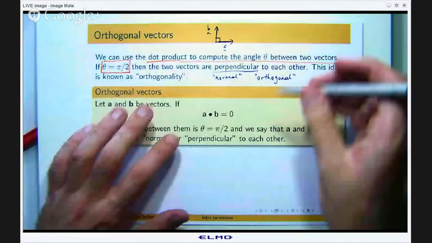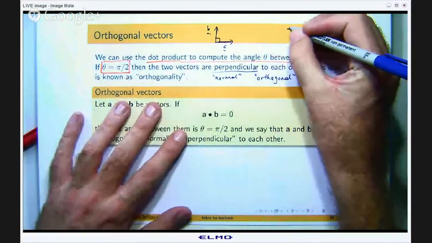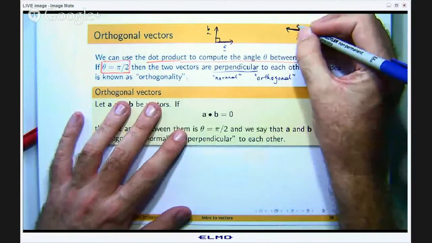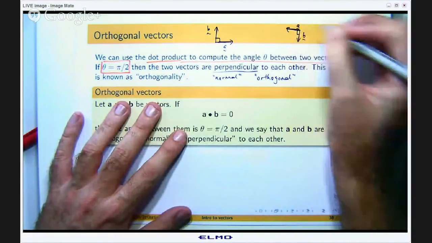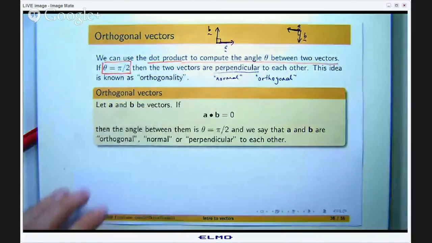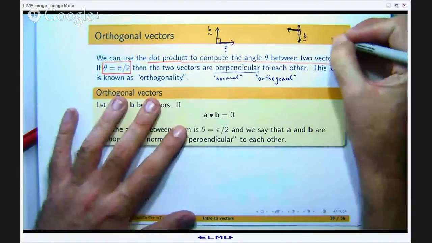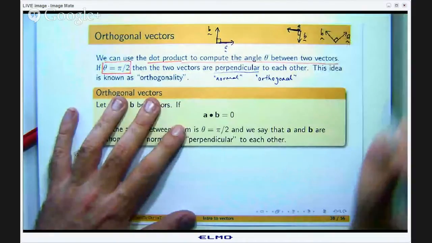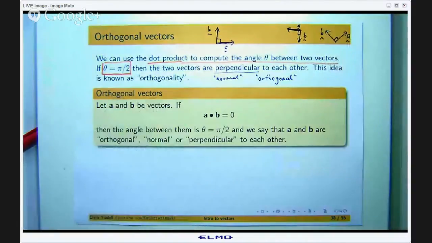Or you could have a vector going like this and a vector going like this, and they'd also be orthogonal. Or you can have a vector like this and a vector like this, and they'd also be orthogonal.